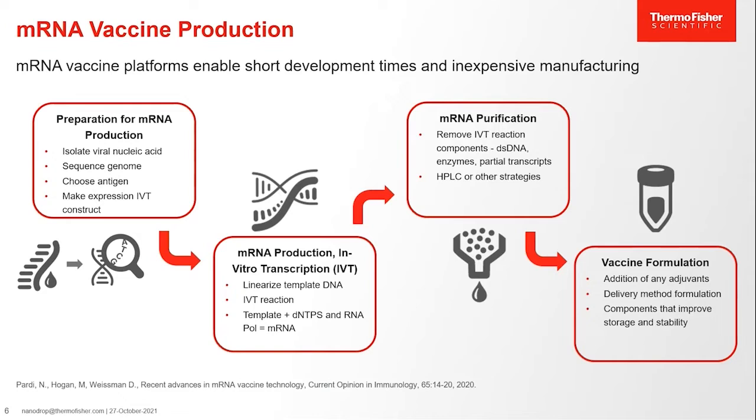As I talked about before, we then need to purify. So you'll remove the IVT reaction components, the double-stranded DNA, enzymes, and partial transcripts. And this is where, like I said, HPLC can help us along with some other strategies. And finally, we get to the actual formulation step where you add any of the adjuvants that are necessary. You identify and finalize the delivery method formulation, and you add any components that are needed to improve storage and stability.